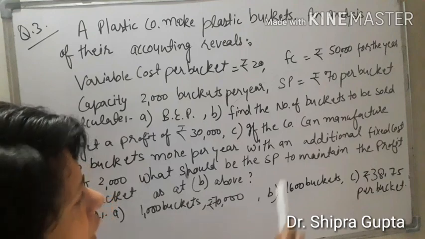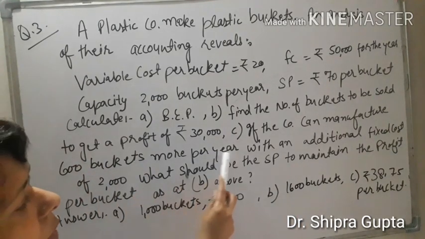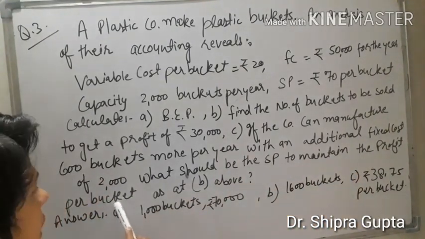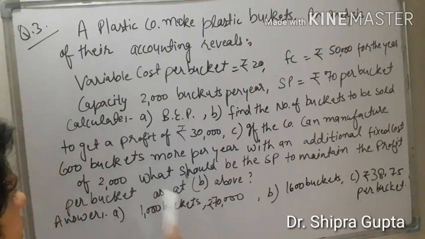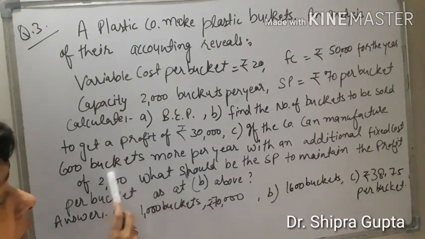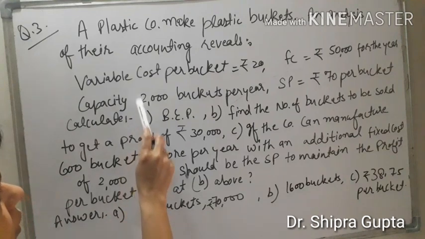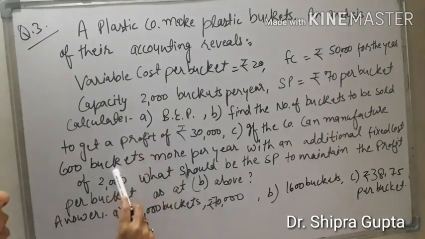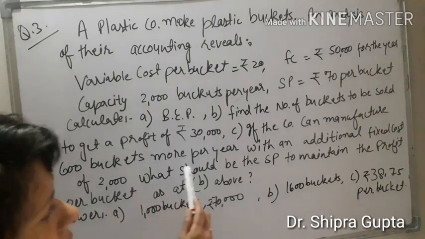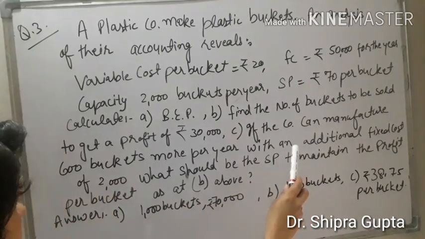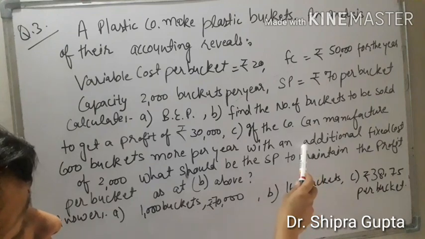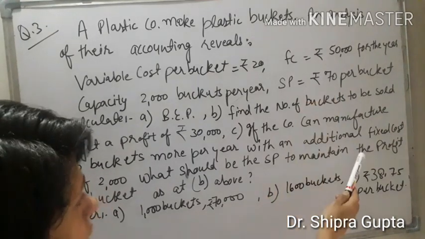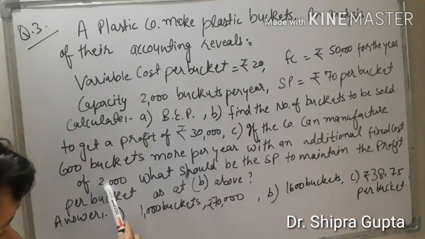Then you can calculate in terms of buckets. Then, if the company can manufacture 600 buckets more per year with an additional fixed cost of 2,000, what should be the selling price to maintain the profit per bucket? In this question, first the additional unit is given, 600 buckets. It means the capacity of the company is 2,000 buckets, then additional 600 buckets. It means selling units is 2,000 plus 600, which is 2,600 buckets. And you can also find the total fixed cost, because additional fixed cost is given. So total fixed cost is 50,000 plus 2,000, which means 52,000 fixed cost.